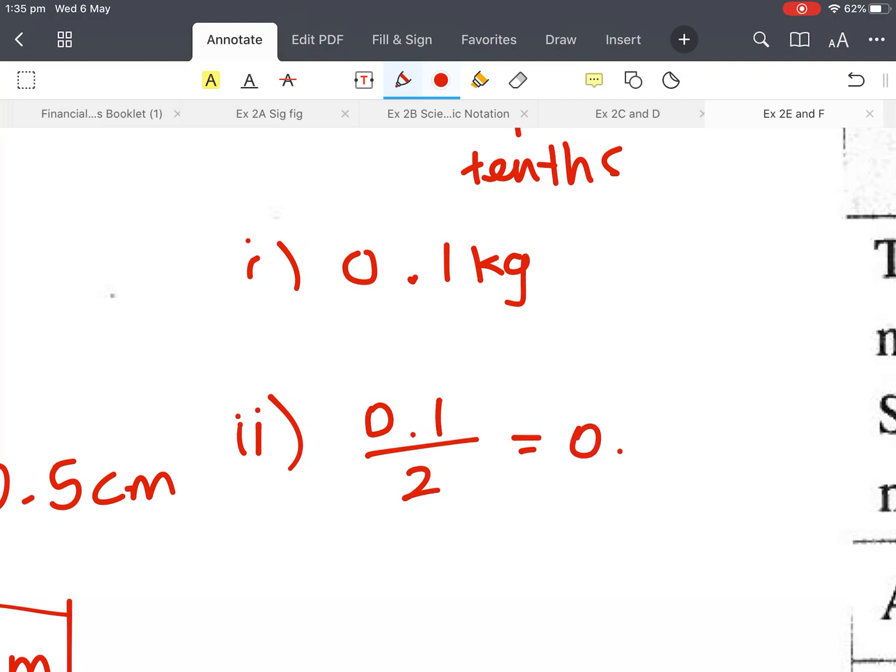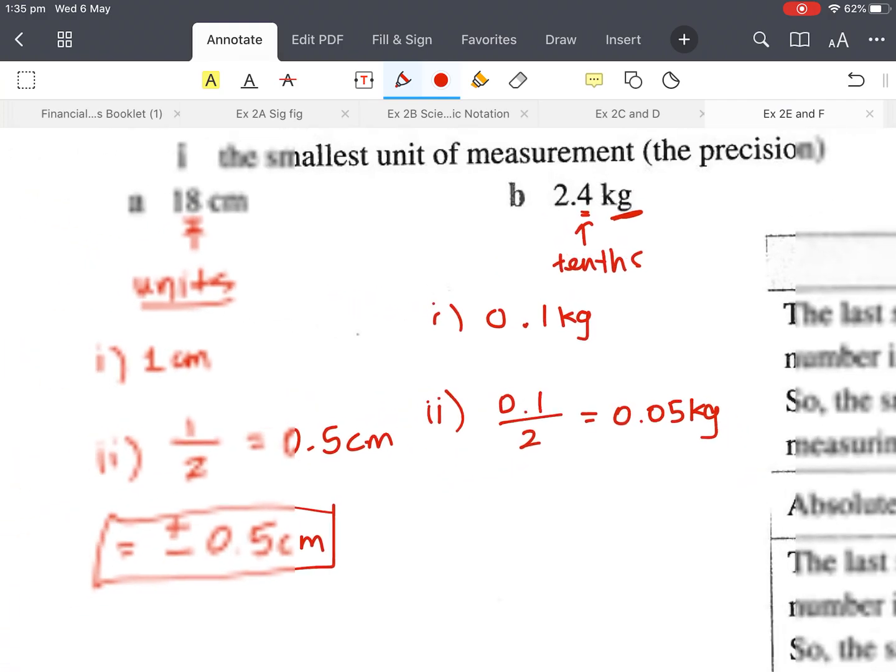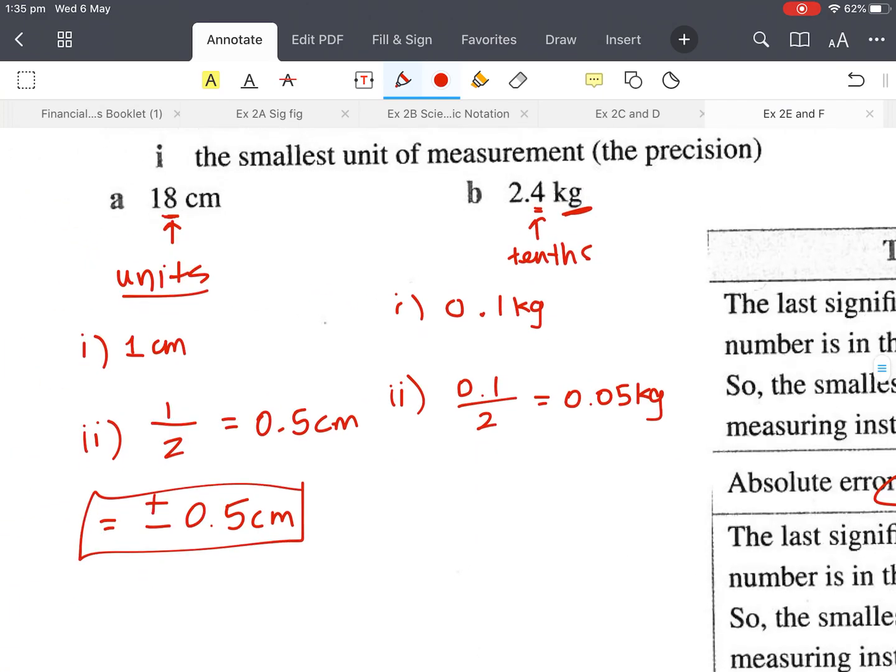Do that on your calculator. Oh, that's what I forgot. I didn't bring a calculator with me. And I get 0.05 kilograms. Just check that on your calculator because I don't have one with me. All right, so there's that one there.